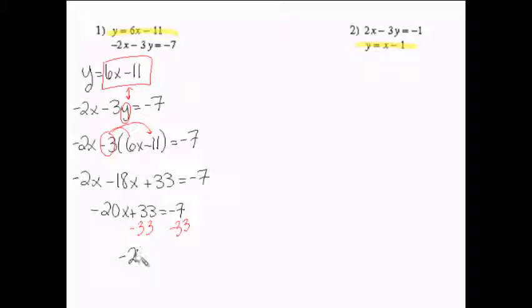And I get -20x equals -40. Divide both sides by that -20, and x equals 2. Because now I know the value of x, I still want to know the value of y.